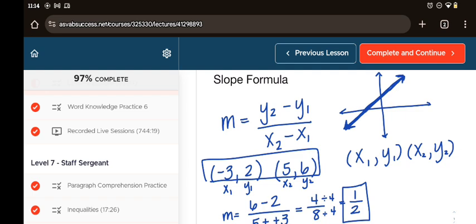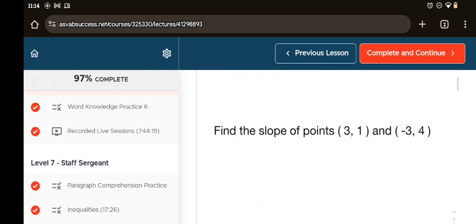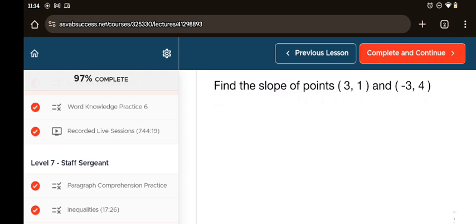So in a question on the exam, you can be given 2 points and asked the slope of the line. Let's see what that looks like. Here it says, find the slope of points 3, 1, and -3, 4. If you want to pause here and give it a try yourself, you're more than welcome to. If you want to see the explanation, let's keep going. Step 1 is we label our points: x1, y1, x2, y2. We write our formula, y2 minus y1 over x2 minus x1.